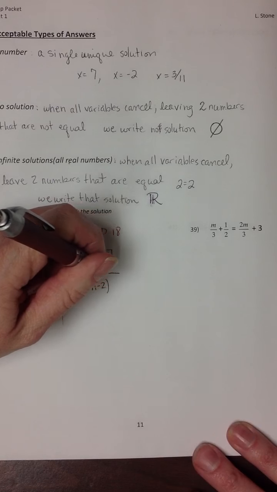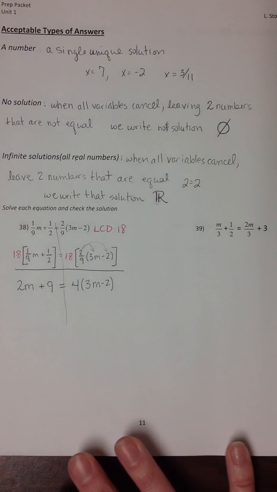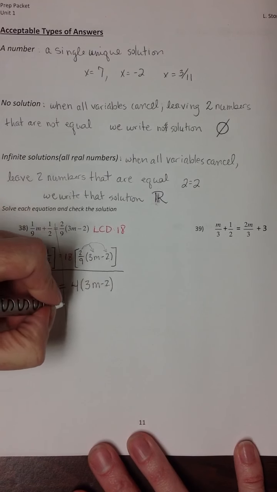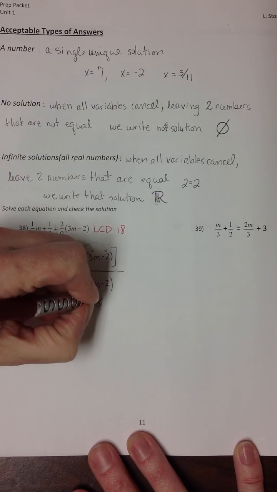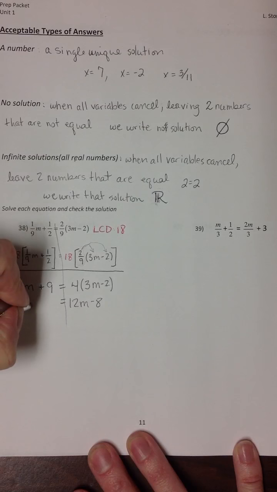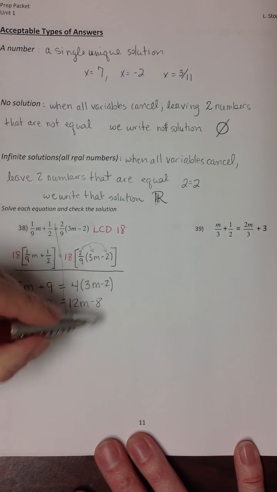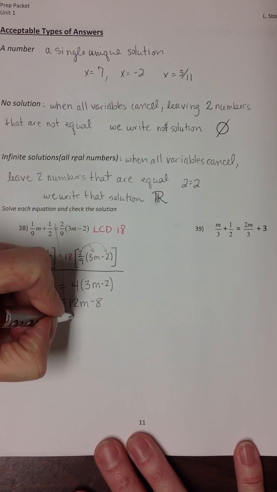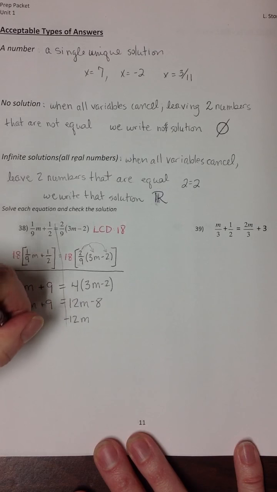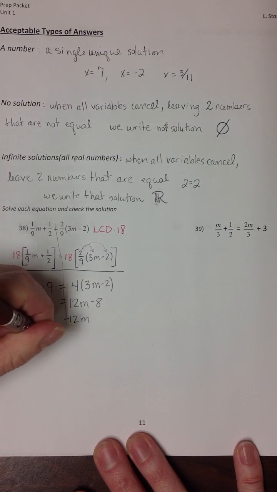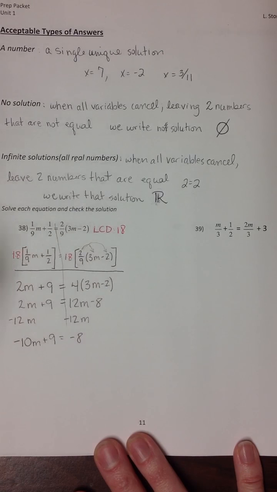Now this equation, without the fractions in it, is a much easier equation to solve. Now I'll go ahead and use my distributive property to get the 12m minus 8 on the left and 2m plus 9 on the right. Moving all of my variables to one side by subtracting 12m from both sides leaves me with a negative 10m plus 9 on the left and a negative 8 on the right.